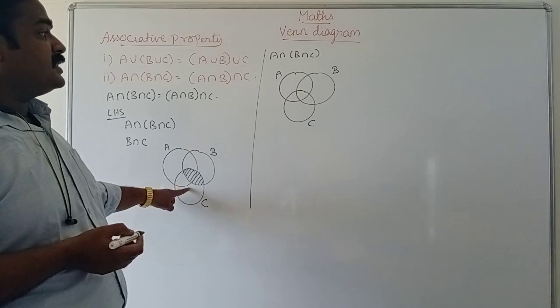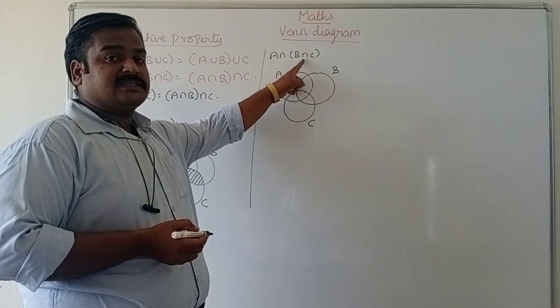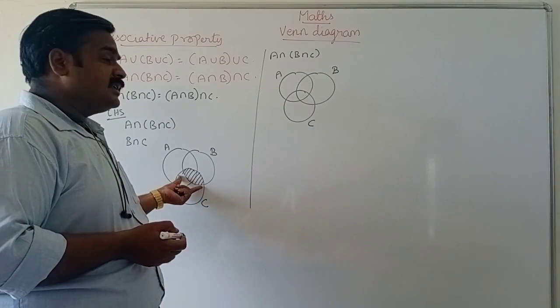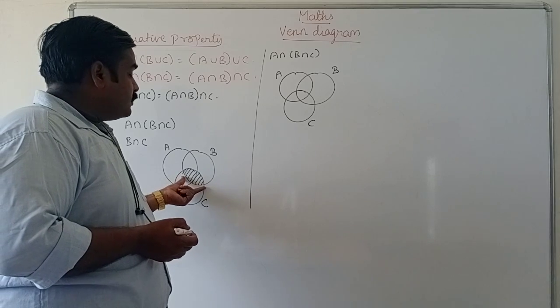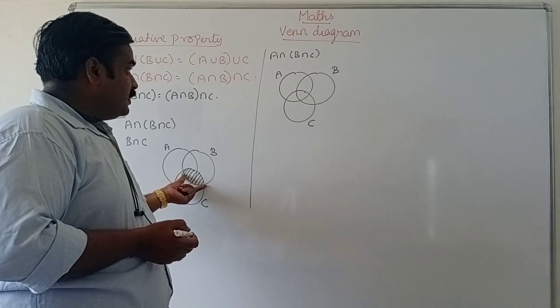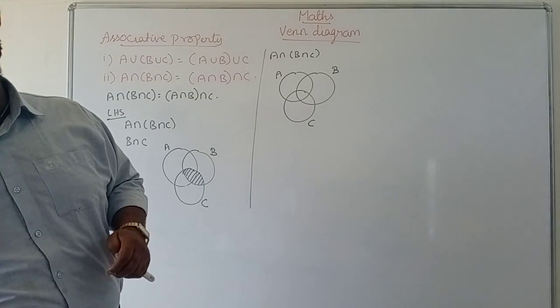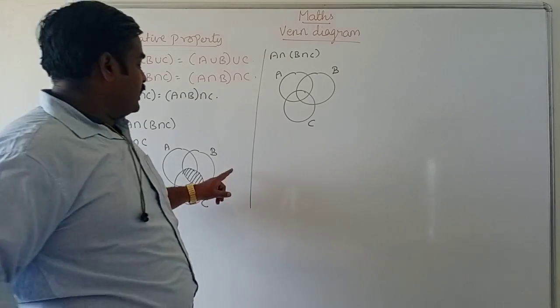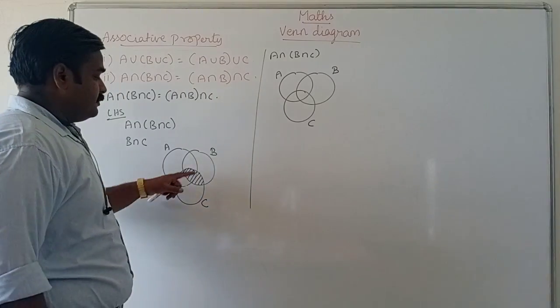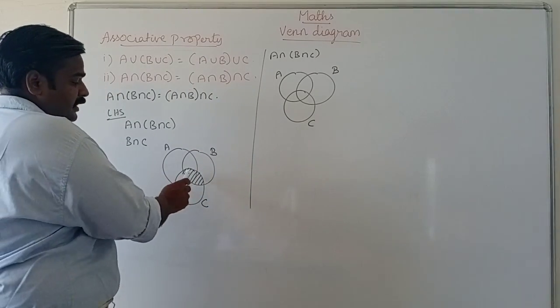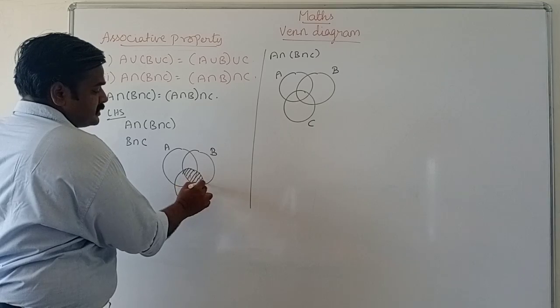So now this represents what? B intersection C. This diagram represents B intersection C. Along with this, see which area is shaded common to this and A. See, it's very clear. Already what we have here is B intersection C, the part common to B and C, these two parts. This is first part, this is second part.